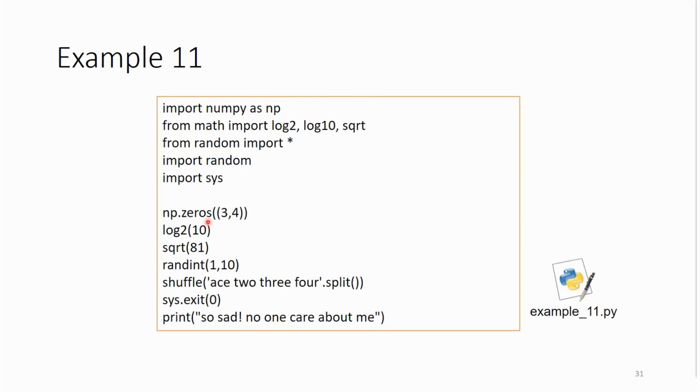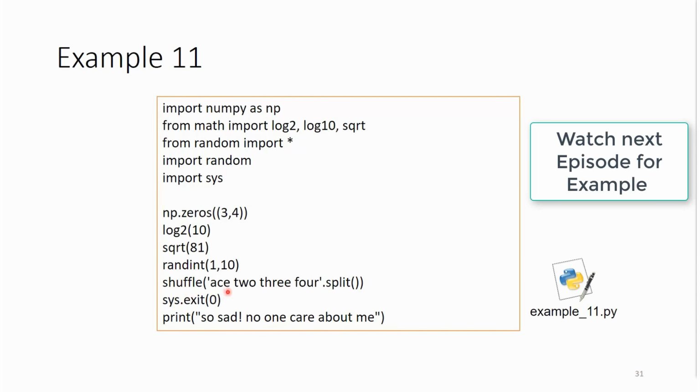Now NP.zeros, this is a function. Log2 10 is a function. As you can see here, we're saying that we want to use this function zeros that resides in NP. And then here we are using log2, and then here we are using sqrt, randint, shuffle, sys.x. Now let's open the example and see.